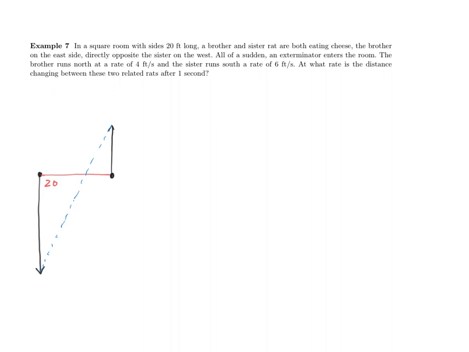All right, to solve this problem, I'm going to start labeling some variables in here. I'll call this side x and this side y. This means that dx/dt is the rate at which the brother is running, which is 4 feet per second, and dy/dt is the rate at which the sister rat is running, which is 6. I'm going to call the side we're looking at z, and our goal is to find dz/dt. What is that equal to?